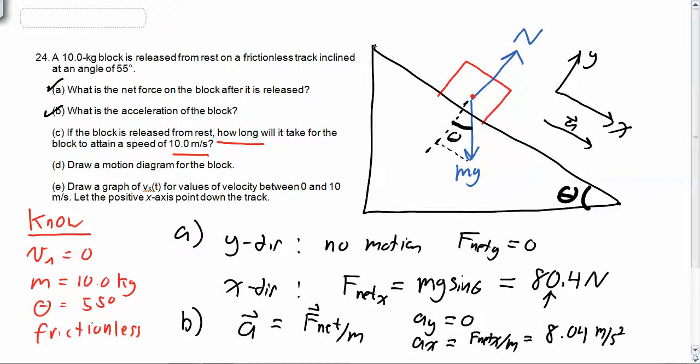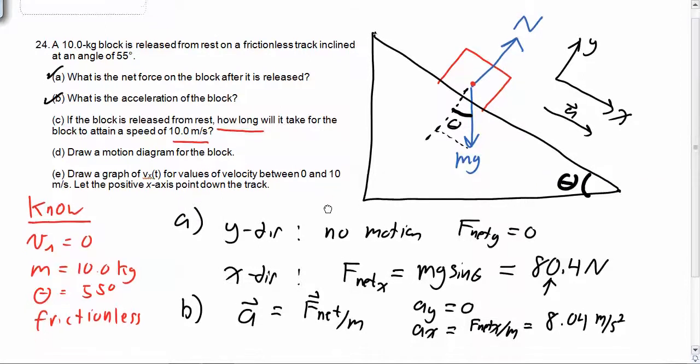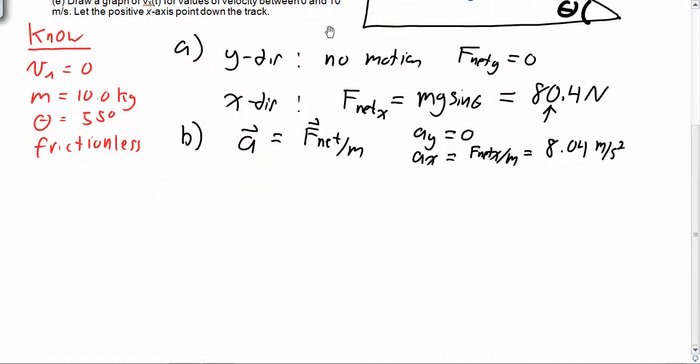All right, so to do the motion part of the problem, we need to switch our perspective and draw a pictorial representation. So the force diagram is the tool that we use for analyzing the forces, and the pictorial representation is the tool that we use for analyzing the motion.